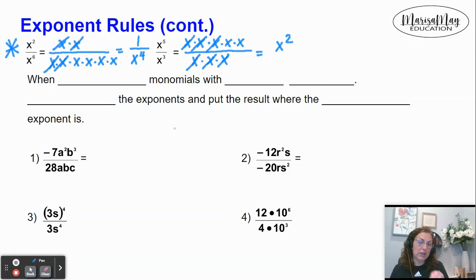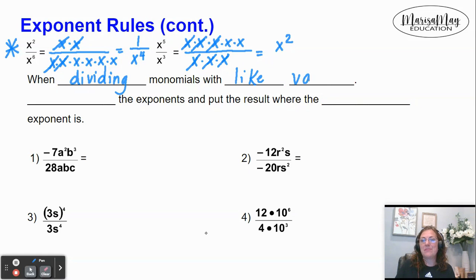If you will notice the patterns here, what happened? What is the shortcut? Right, so let's write it out. When dividing monomials with like variables, we can subtract the exponents and put the result where the largest exponent is.